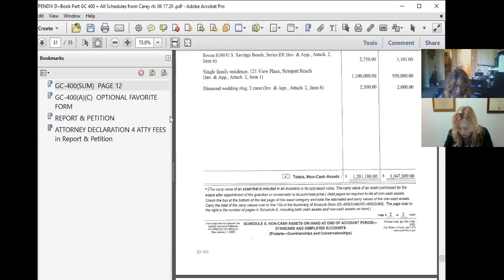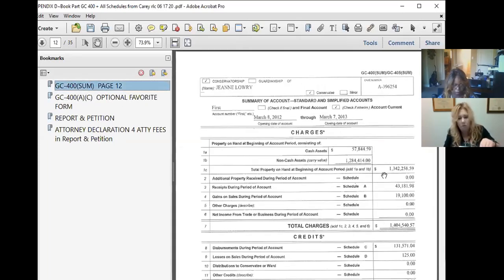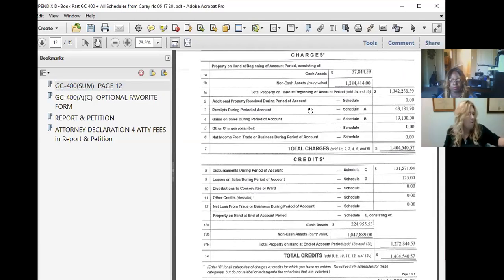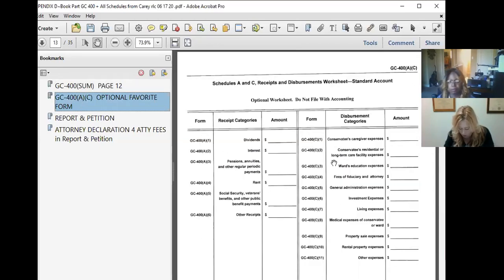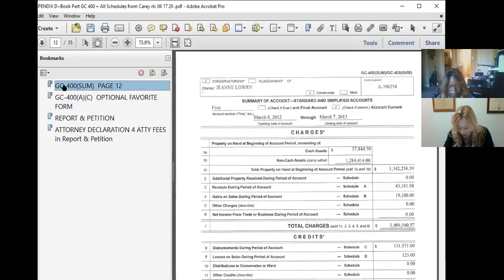Okay, so at this point, we've listed all the expenses, and we have to go back to the GC-400 to tie everything out. We've done the total of the six pages of Schedule A, Schedule B, from Rex's favorite schedule. We use the summary to accumulate, and it says not to turn in with your accounting. I don't think the probate examiners are going to shoot you if you do. I like the form for tracing numbers.